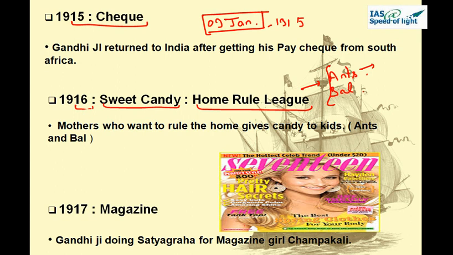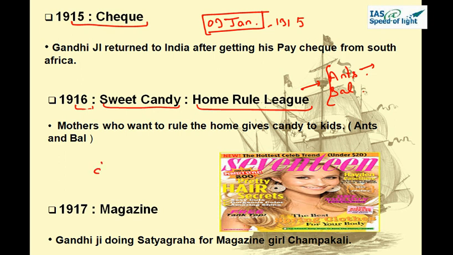Coming to the next year, which is 1917. 17 is magazine. Okay, the magazine 17. This is the picture of the 17 magazine, a US magazine for teenagers. So Gandhiji doing satyagraha for magazine girl Champakali. So what we want to relate here is 1917, which is magazine, and Gandhiji's first satyagraha was the Champaran satyagraha. So Champaran, our image will be of a Champakali.